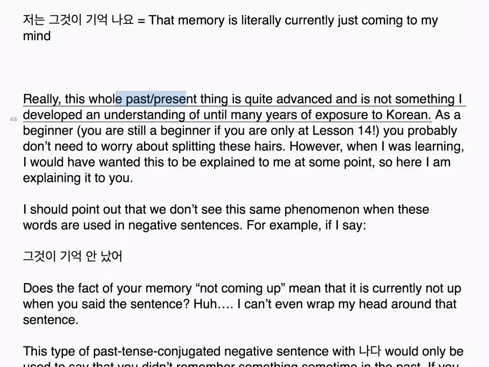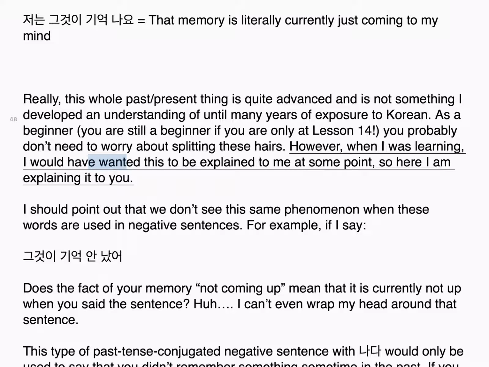Really, this whole past-present thing is quite advanced and is not something I developed an understanding of until many years of exposure to Korean. As a beginner, you are still a beginner if you are only at lesson 14. You probably don't need to worry about splitting these hairs. However, when I was learning, I would have wanted this to be explained to me at some point, so here I am explaining it to you.